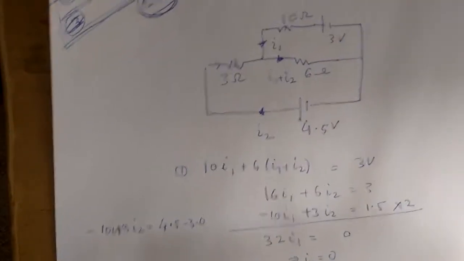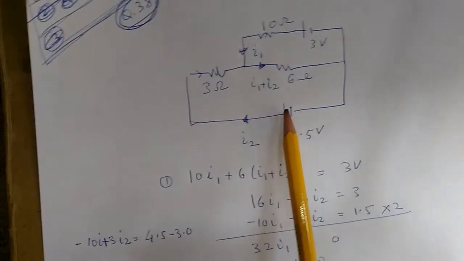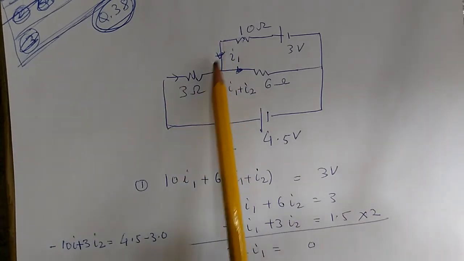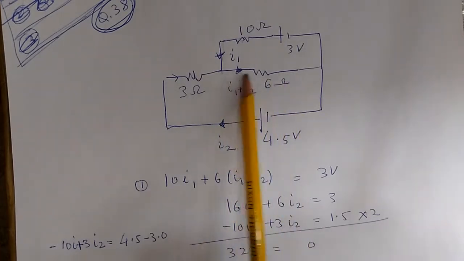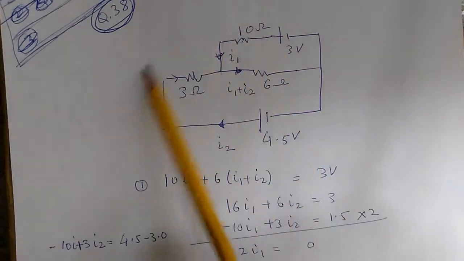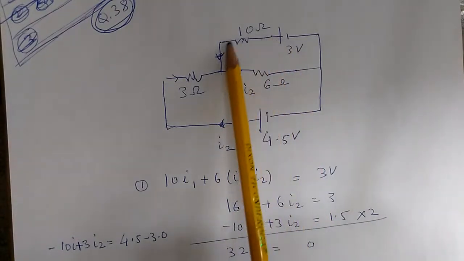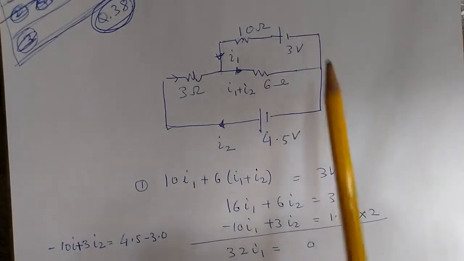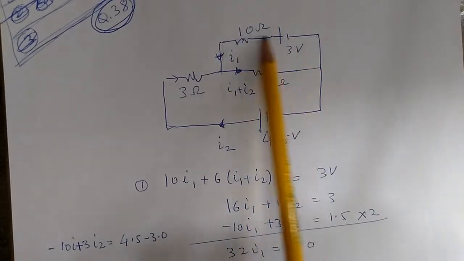So I've redrawn this circuit here with I1 as the current flowing in this branch, and I2 as the current flowing from this 4.5 volt in this direction. So these two currents I1 and I2 combine, and they become I1 plus I2 in this direction, through the 6 ohm. And when we solve for I1 and I2, if we get a negative value, we will know that the current is not flowing in the assumed direction. For example, if I1 comes out negative, it means the current is not flowing in this direction, but in this direction. So first, one obvious loop for us is to find the current in this loop.